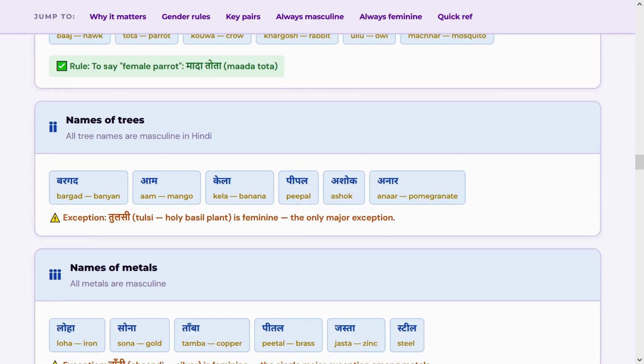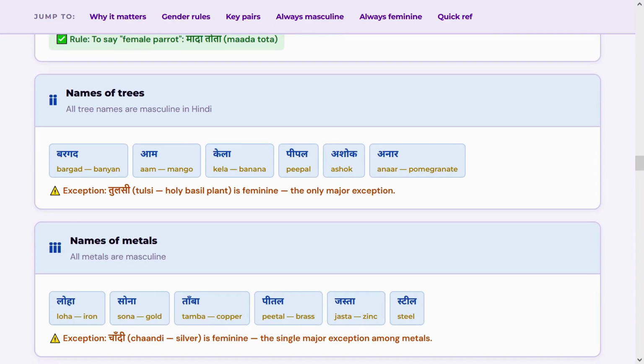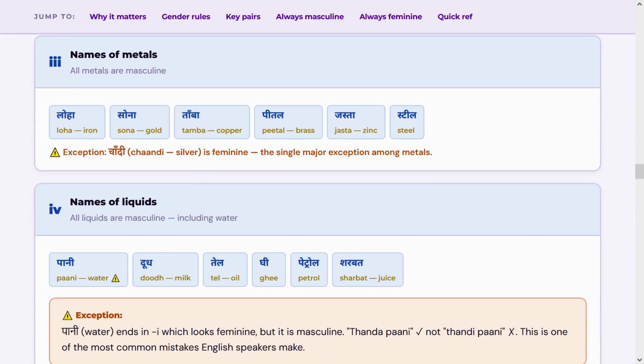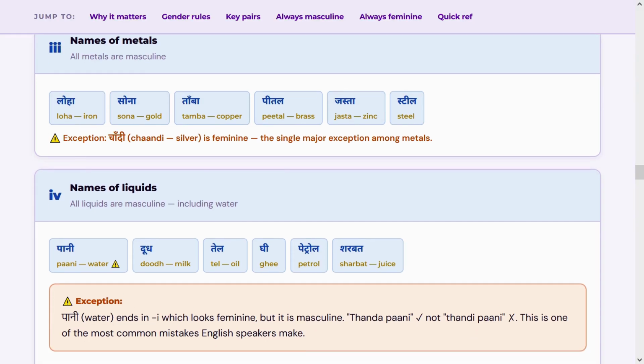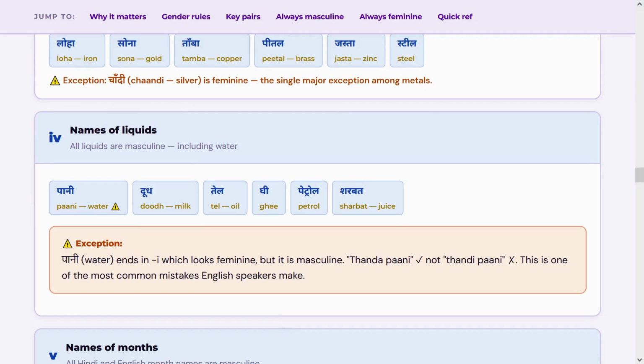Now next comes names of trees. All tree names are masculine in Hindi. Bargad, banyan. Aam, mango. Kela, banana. Peepal, Ashok, anar, pomegranate. Exception is Tulsi. Holy basil plant is feminine, the only major exception. Names of metals. All metals are masculine. Loha, iron. Sona, gold. Tamba, copper. Pital, brass. Jasta, zinc. Steel. Exceptions. Chandi, silver is feminine, the single major exception among metals.